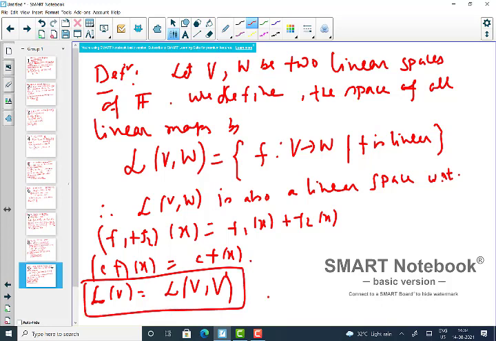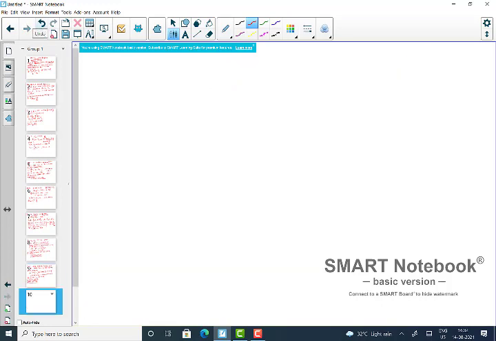Okay. So now the natural question is that suppose we have two vector spaces. Suppose you are inside L(V, W), and you know the addition of two linear maps. Then what happens to their matrix representation? This is another question you can ask.